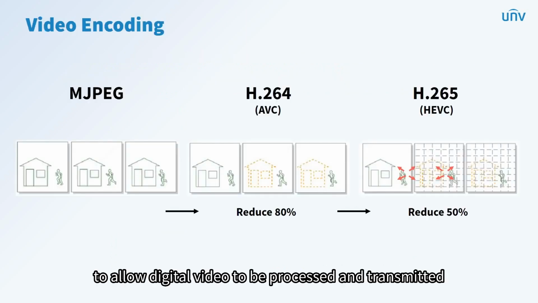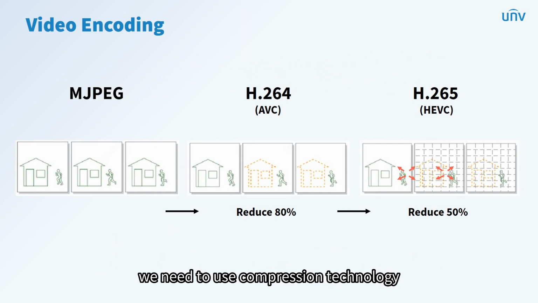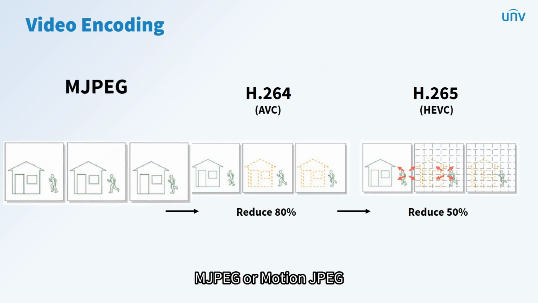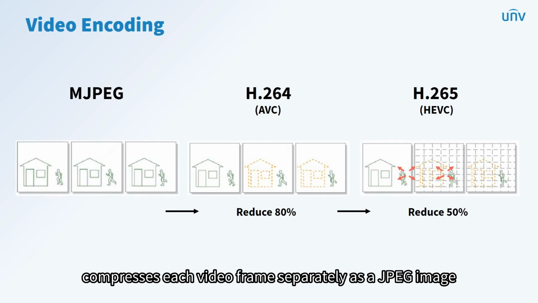To allow digital video to be processed and transmitted as efficiently as possible, we need to use compression technology. Here are three kinds of encoding standards. MJPEG, or Motion JPEG, compresses each video frame separately as a JPEG image.